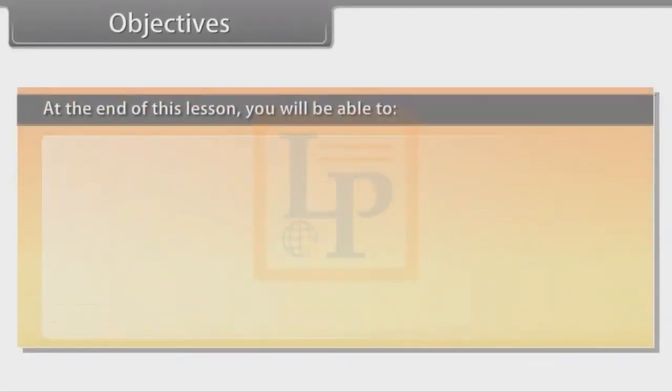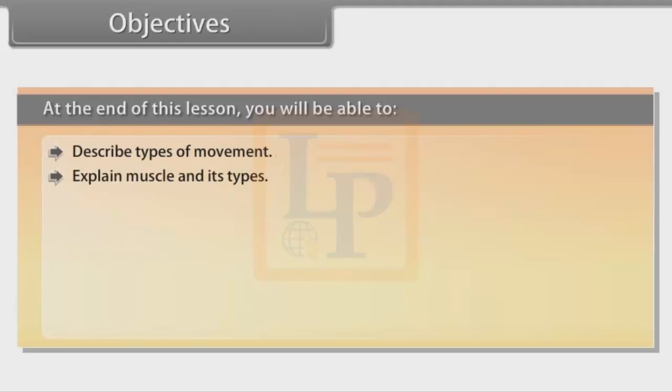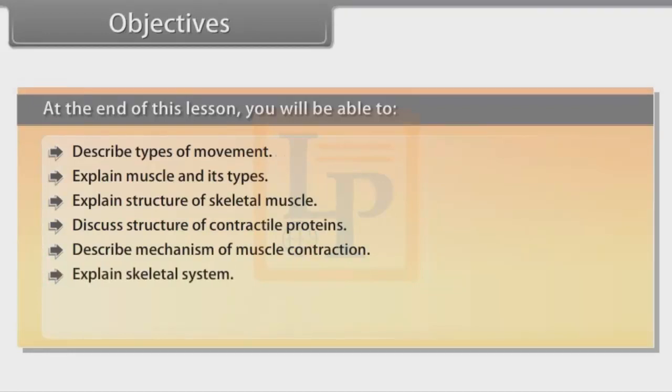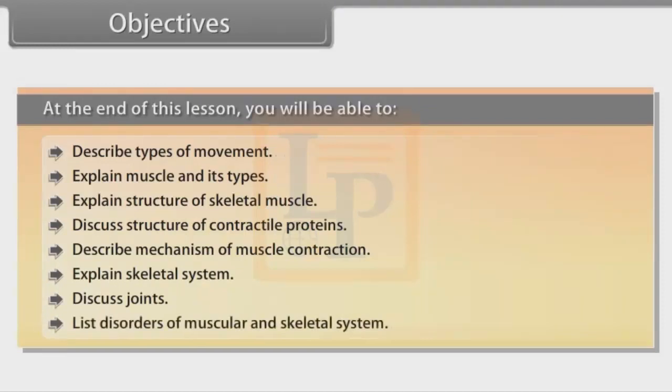At the end of this lesson, you will be able to describe types of movement, explain muscle and its types, explain structure of skeletal muscles, discuss structure of contractile proteins, describe mechanism of muscle contraction, explain skeletal system, discuss joints, list disorders of muscular and skeletal system.